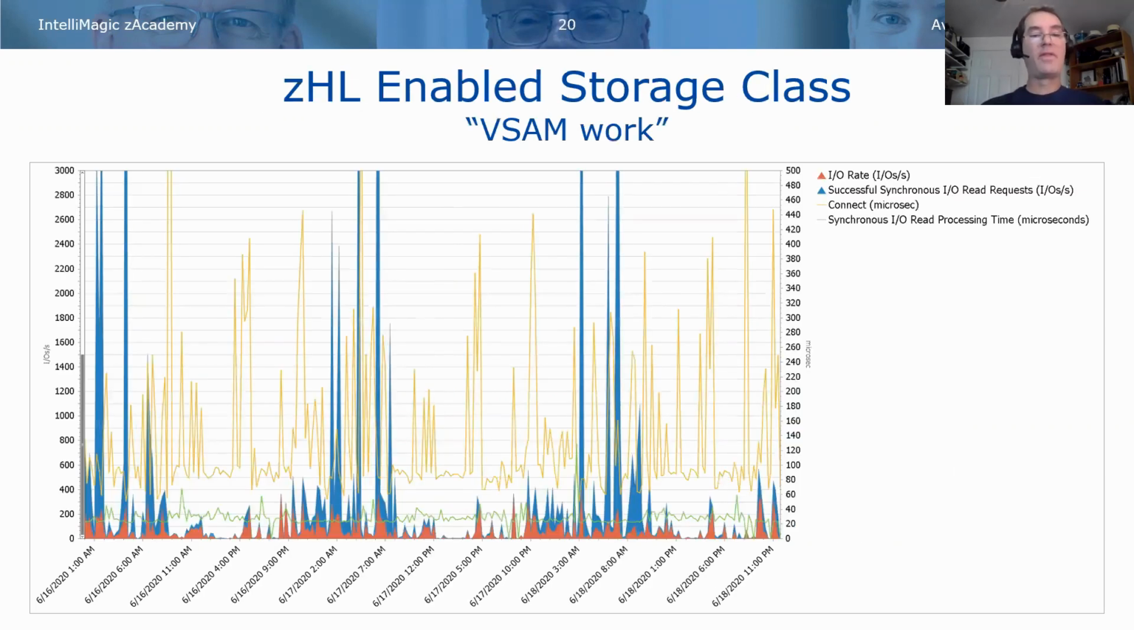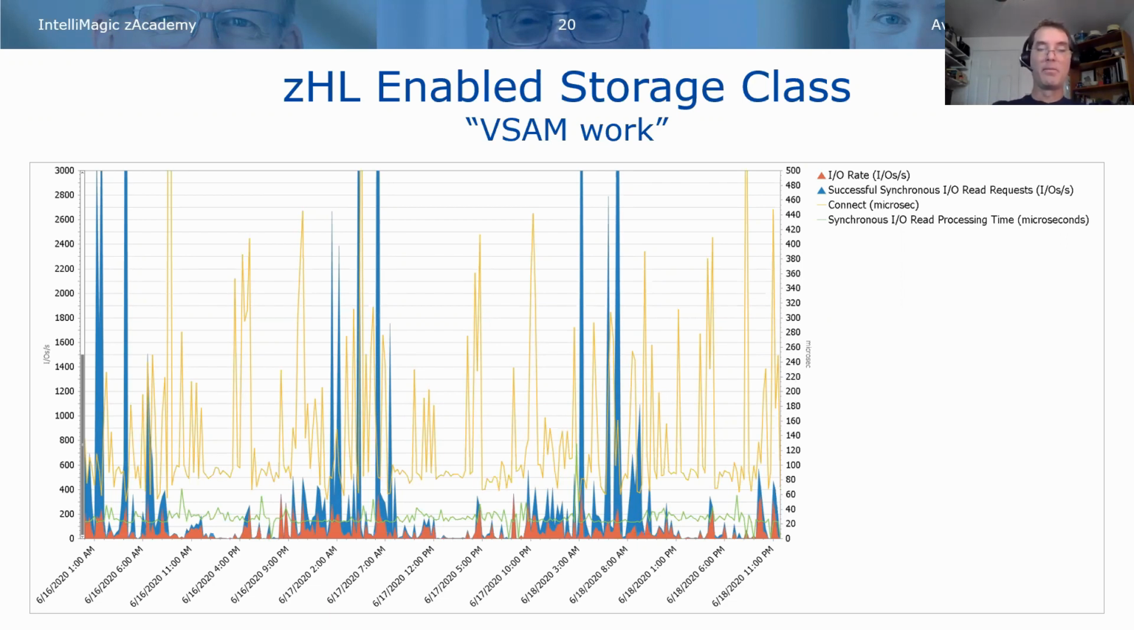Now, if I just look at that individual storage class, I can get a clearer picture of the actual magnitude, and it's pretty good. What I've got at the bottom in red is the IO rate for this storage class, labeled as IO rate, says it's not using zHyperlink. And then the blue, successful synchronous IO read requests. So you can see that I've got many thousands of IOs compared to maybe a couple of hundred IOs per second traditionally. And then during those peaks there, many thousands are using the new interface.